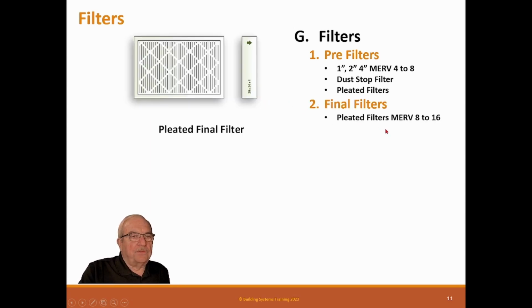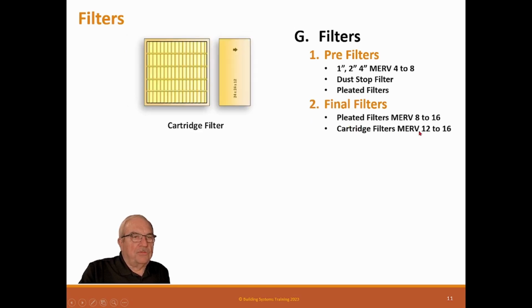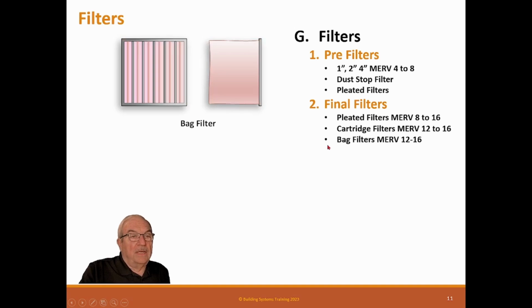Then you have final filters. They can be pleated filters, MERV 8 to 16. Cartridge filters, MERV 12 to 16. It's getting up there. These cartridge filters come in 4, 6, 8, and 12 inch deep. And then bag filters are MERV 12 to 16. And bag filters are normally like 24 to 36 inches deep.